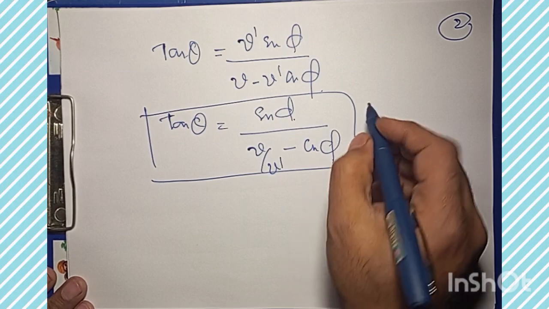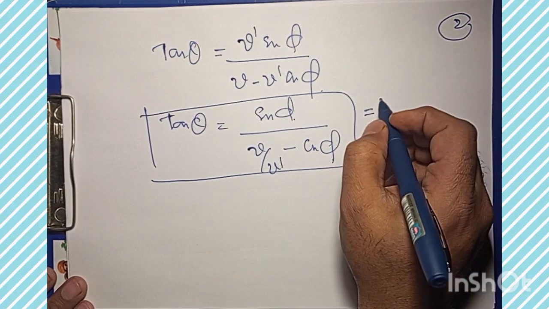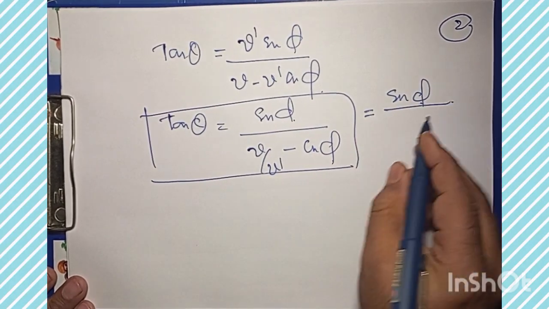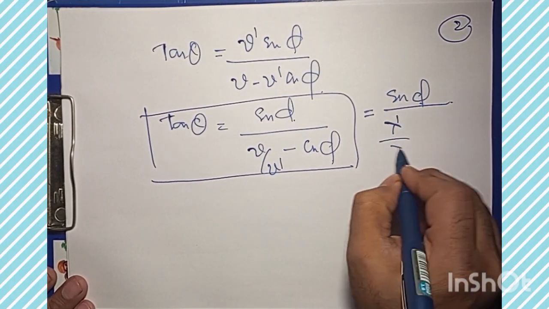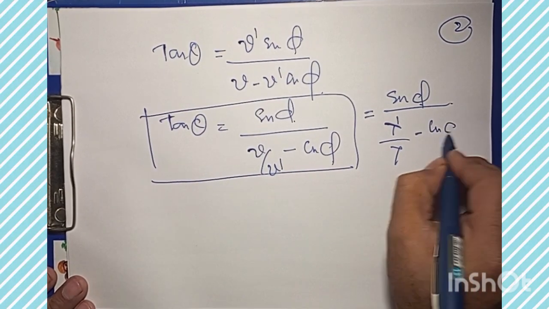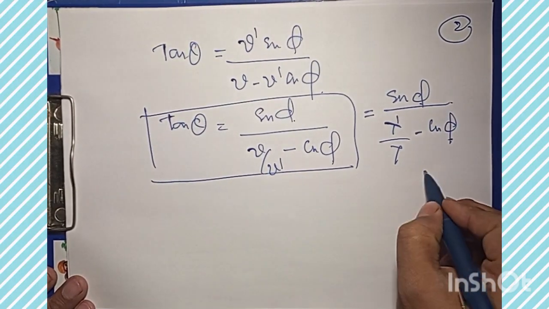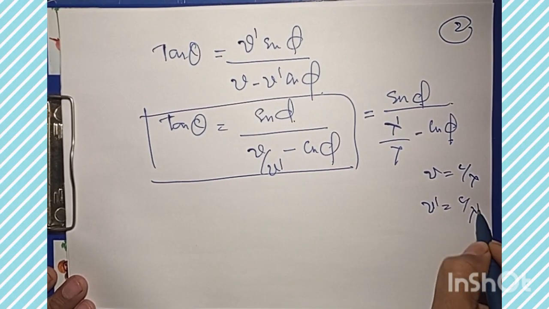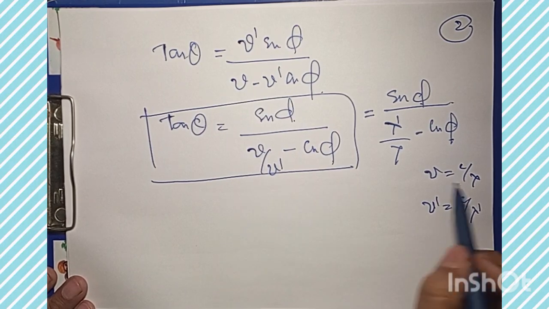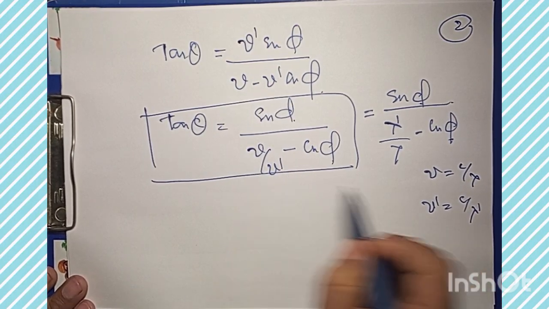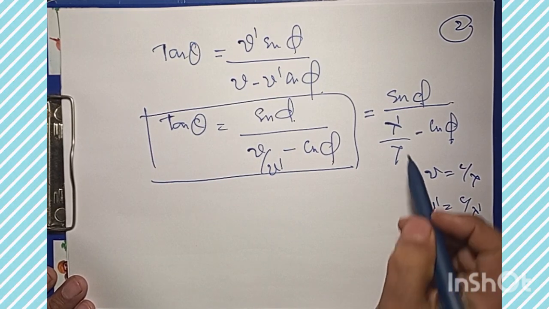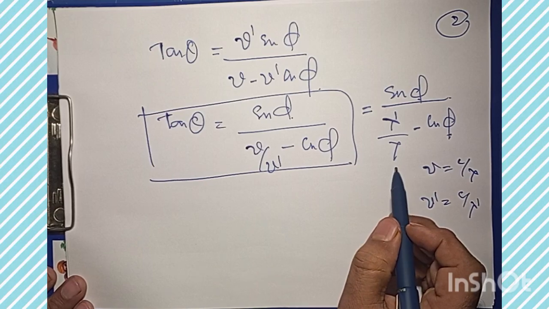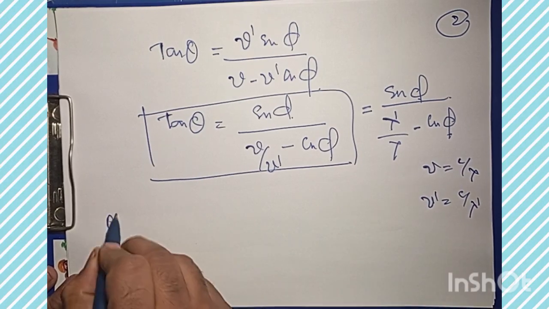So we can have this equation in terms of lambda, that is sine phi divided by (lambda dash by lambda minus cos phi). So for nu you use c by lambda, for nu dash c by lambda dash. When you use these things here, c and c are going to cancel, and this lambda dash will come up, and lambda will be in the denominator. So now we have what we have.